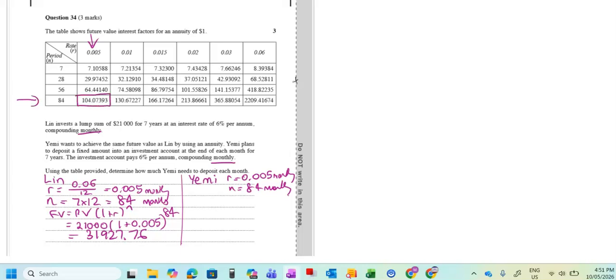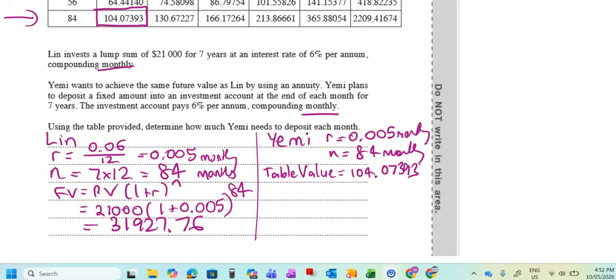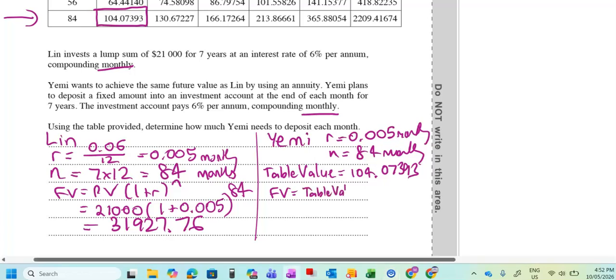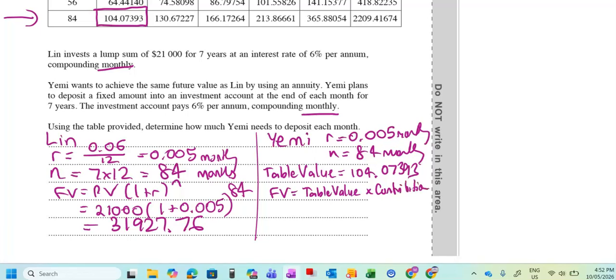So the table value, which is very important for us here, table value equals 104.07393. Now the way we use these tables is that the future value equals the table value times the contribution. And in this case, we know the table value and we know the future value. 31,927.76 equals this table value of 104.07393 times the contribution, which we don't know.